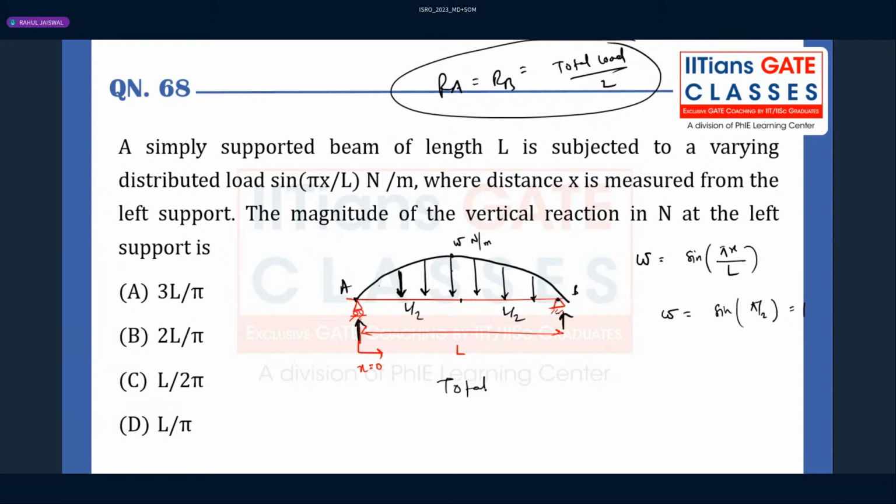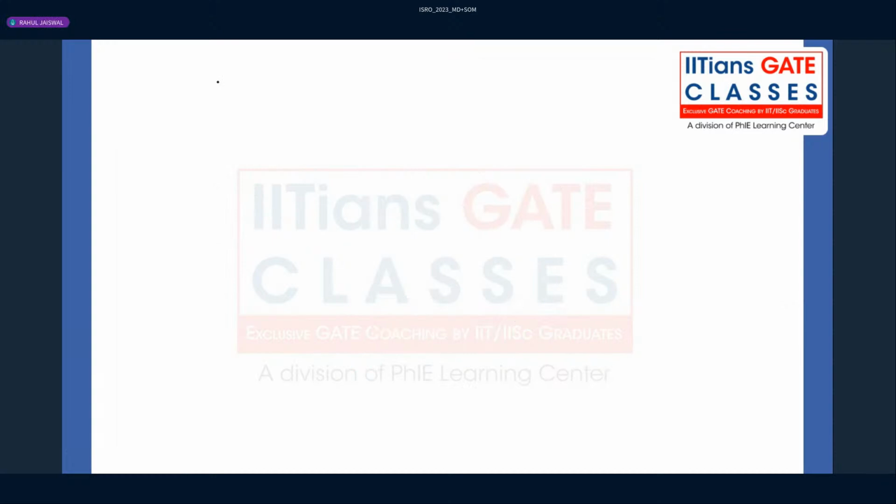How to calculate the total load? Let's say we have a uniformly distributed load. Then how do we calculate it? W into dx from 0 to L, so we write W into L. But here we have to perform the integration of sin(pi x by L) into dx from 0 to L. That's it.